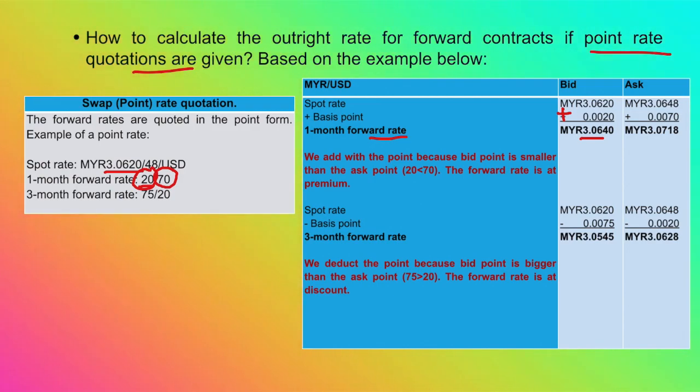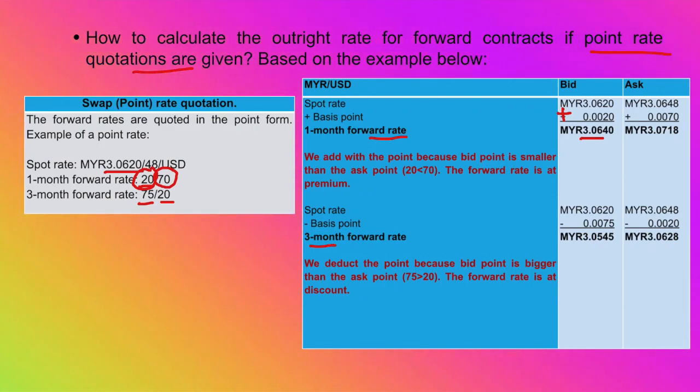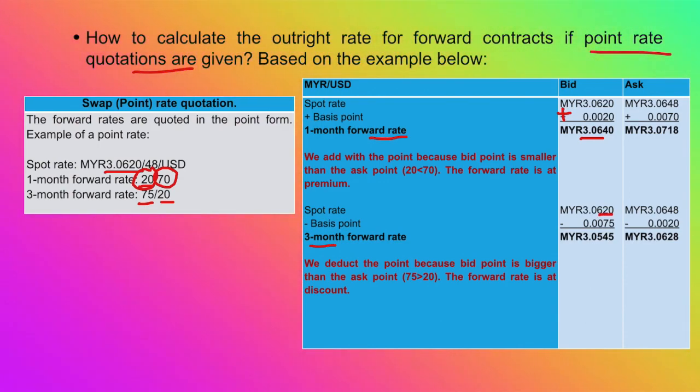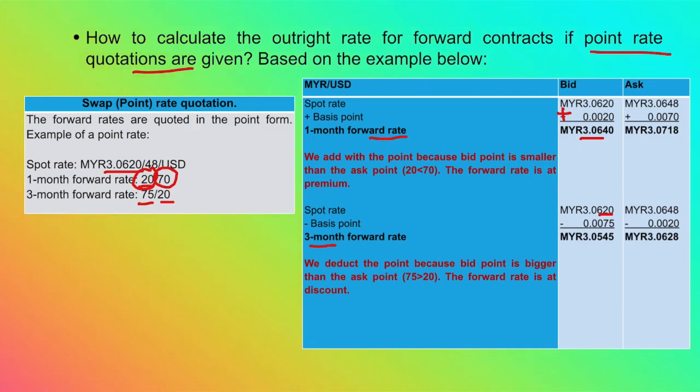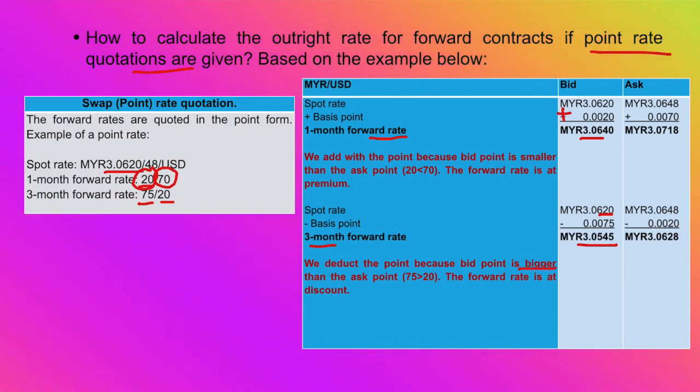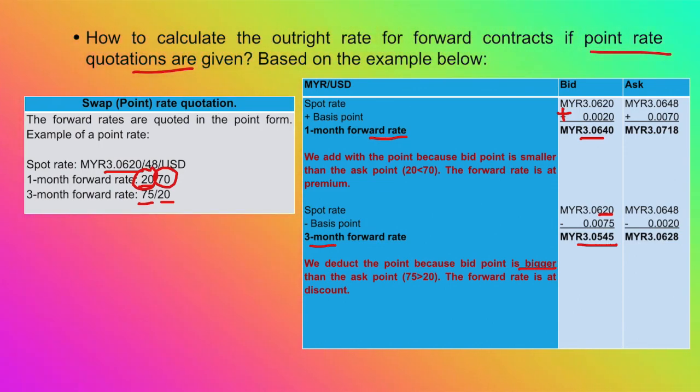Okay, let's look at the 3 months forward rate. If we look at here, the bid rate is greater than forward ask rate. So we look at here 3.0620 minus 0.0075. Okay, so you will get 3.0545. You have to deduct the point because the bid point is bigger than the ask point. The forward rate is at discount. For this one is at premium.